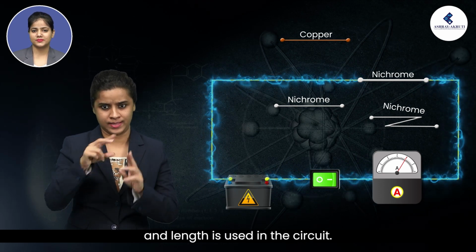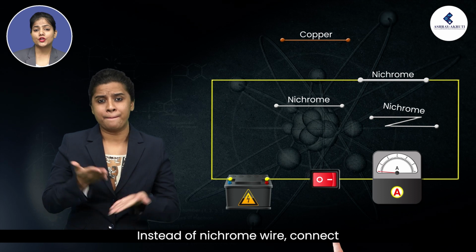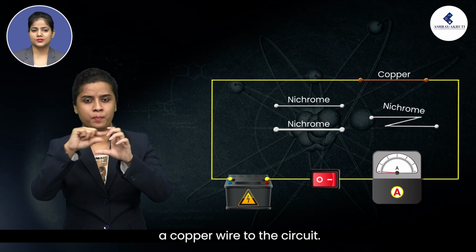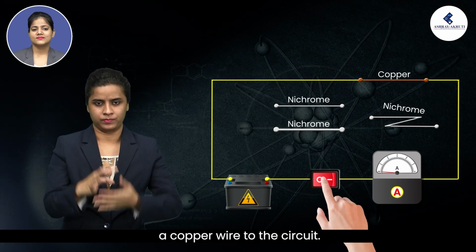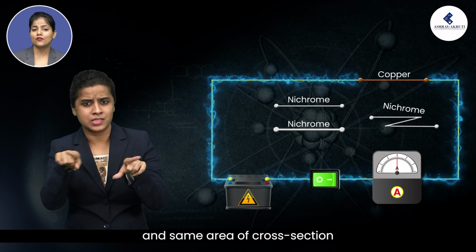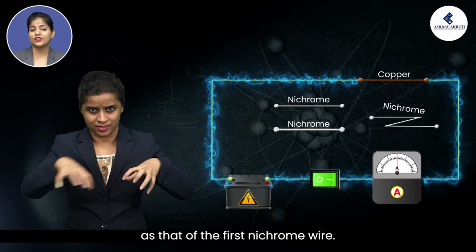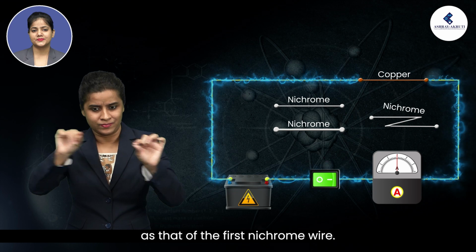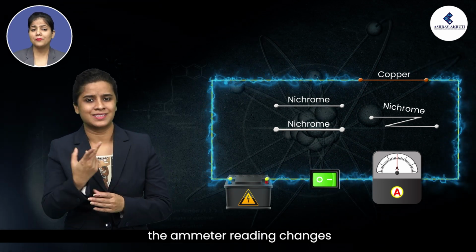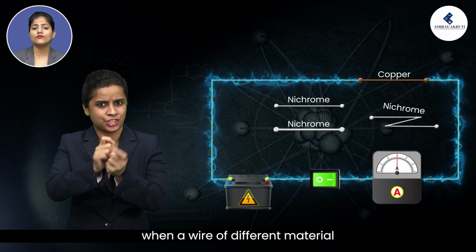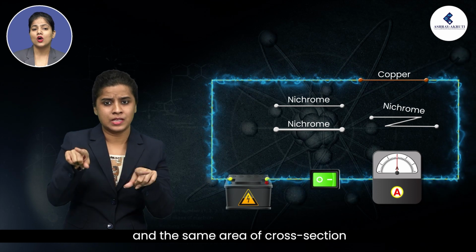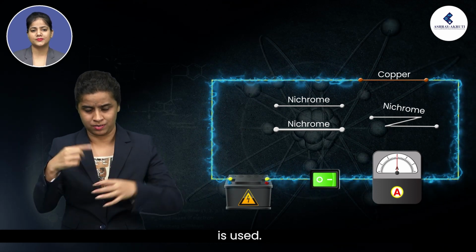Instead of nichrome wire, connect a copper wire to the circuit. Let the wire be of the same length and same area of cross section as that of the first nichrome wire. We note that the ammeter reading changes when a wire of different material of the same length and the same area of cross section is used.